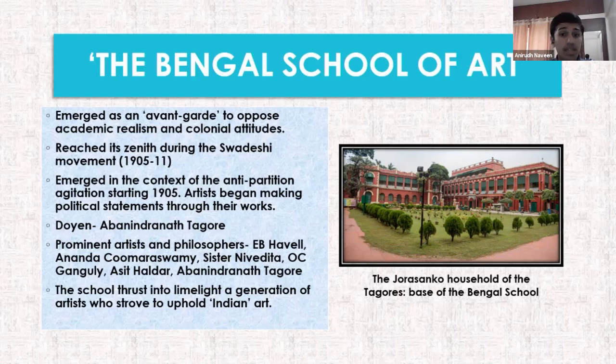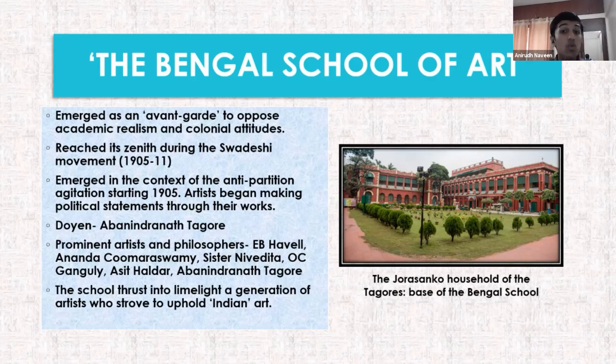And it reached its zenith during the Swadeshi movement, which lasted roughly from about 1905 to 1911. Although the Swadeshi movement did continue to stimulate opinions and bring about a lot of regeneration over a period of time, this was the phase when it was most active. It emerged in the context of the anti-partition agitation starting in 1905. After the partition of Bengal, you saw this movement for a revivalist art reaching a new height.